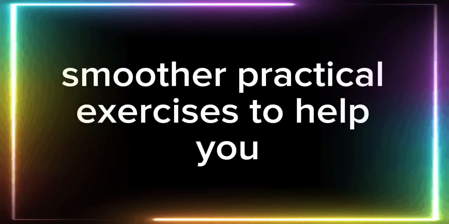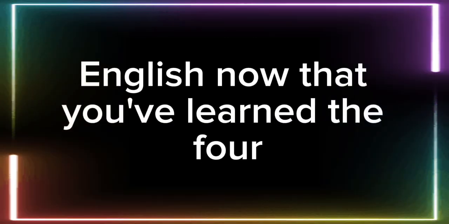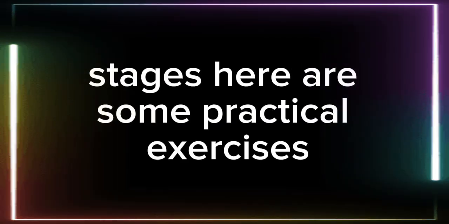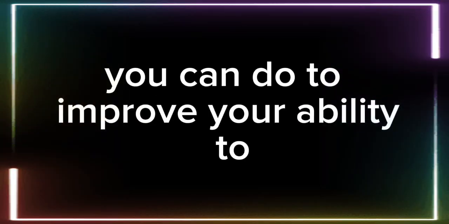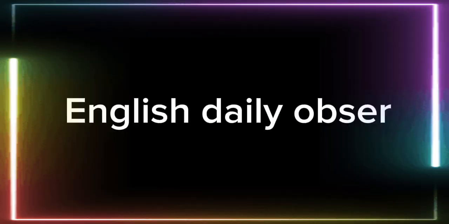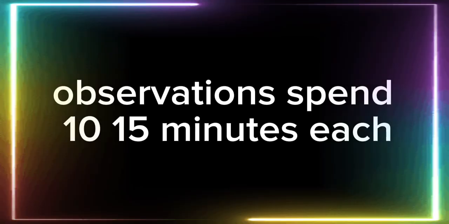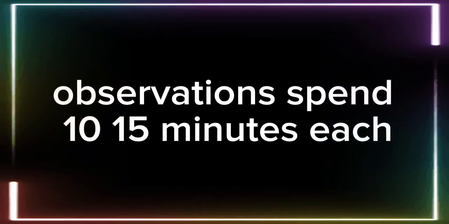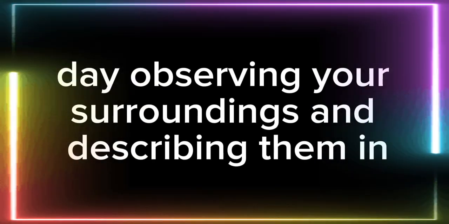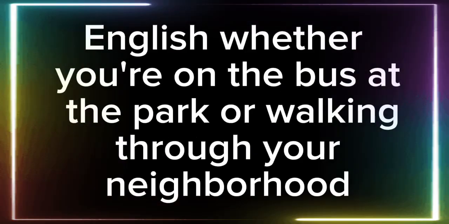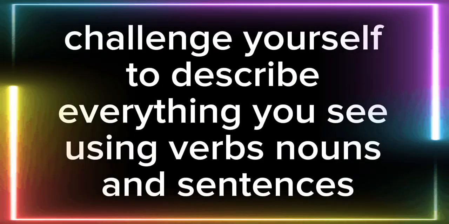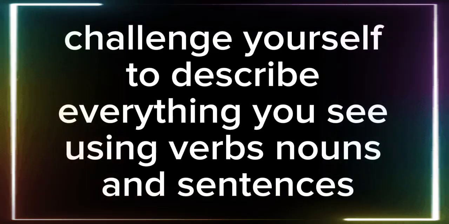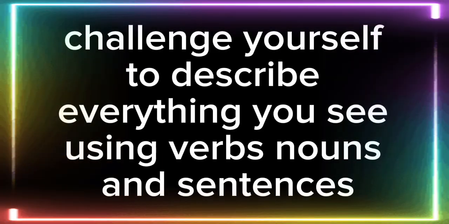Practical exercises to help you think in English. Now that you've learned the 4 stages, here are some practical exercises you can do to improve your ability to think in English daily. Observation. Spend 10-15 minutes each day observing your surroundings and describing them in English, whether you're on the bus, at the park, or walking through your neighborhood. Challenge yourself to describe everything you see using verbs, nouns, and sentences.